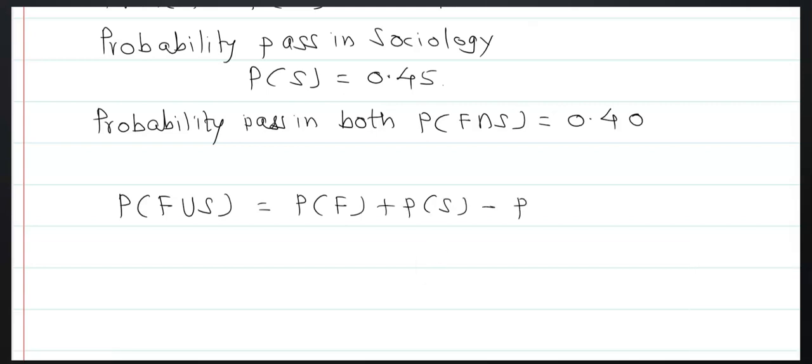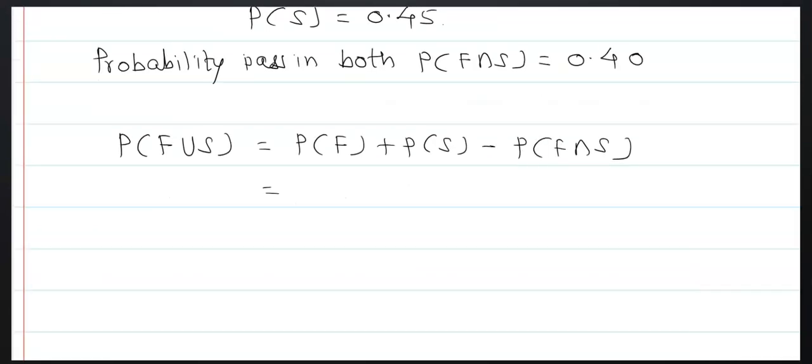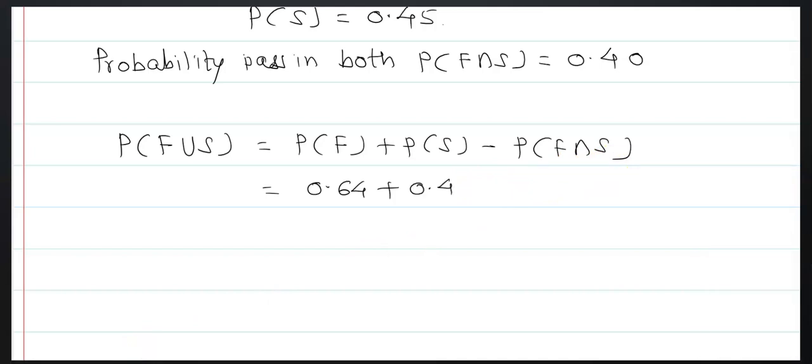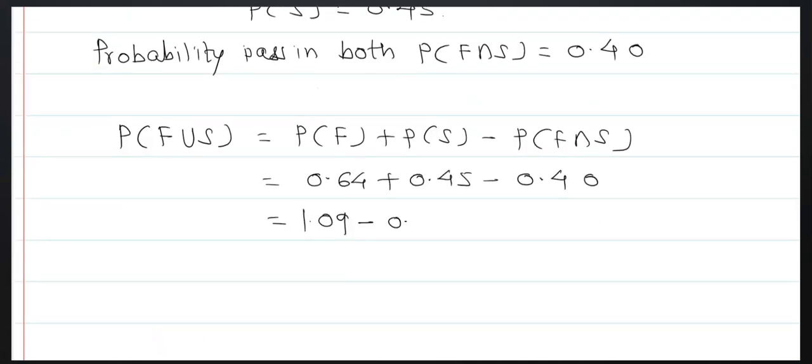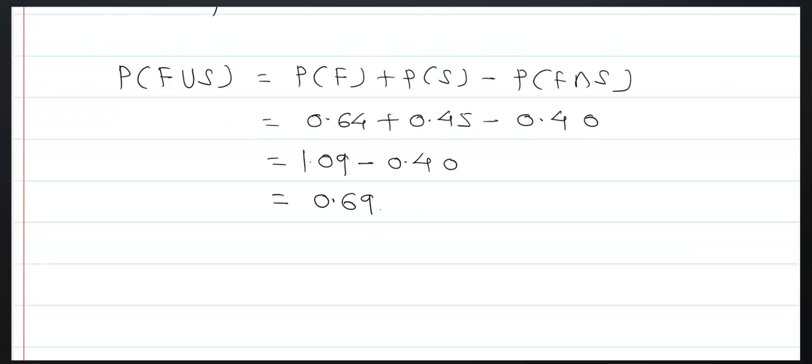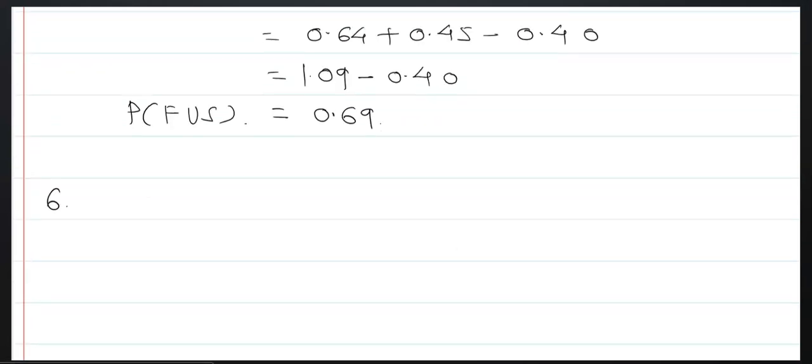Therefore, by using the addition formula, P of F union S is equal to P of F plus P of S minus P of F intersection S. Now we'll substitute their values: 0.64 plus 0.45 minus 0.40. Then you will have 1.09 minus 0.40, which is equal to 0.69. This is the probability of F union S.